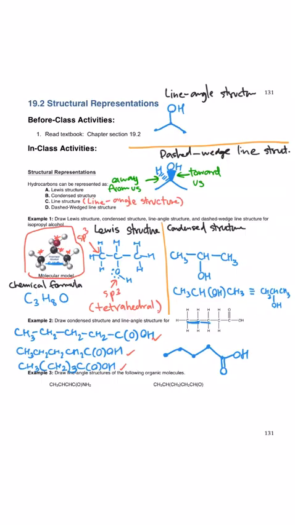Again, the line angle structure omits the carbon and hydrogen. Therefore, each of these dots implies that it contains hydrogen. How many? That's when you need to think about the octet rule, right? This carbon right here, in order to have an octet, should contain 1 bond, 2, 3, 4. It should contain 3 more hydrogens to have an octet. So this implies that there should be 3 more hydrogens. Same thing for this carbon as well.